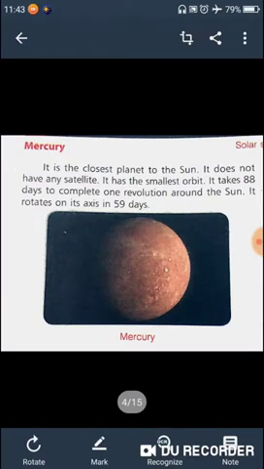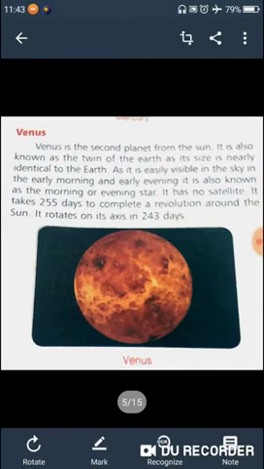Let's see about the planets of our solar system. Our solar system comprises different types of planets. So let's see the first planet, our Mercury. It is the closest planet to the Sun. Mercury doesn't have any satellite, it has the smallest orbit, and it takes about 88 days to complete one revolution around the Sun. However, it takes 59 days to rotate around its own axis. Here you can see the image of the planet Mercury.